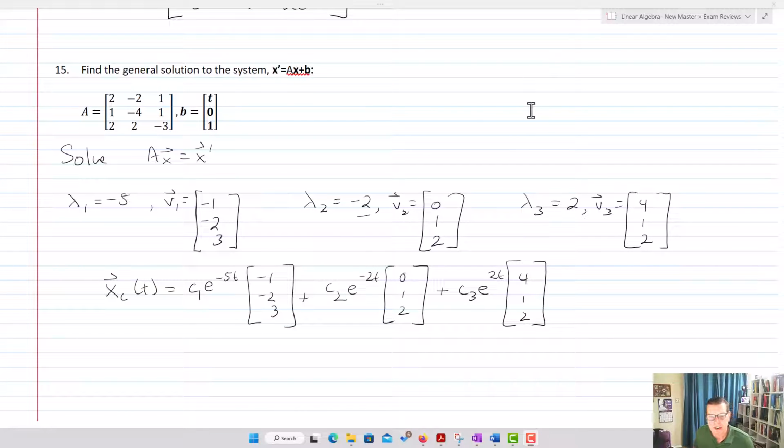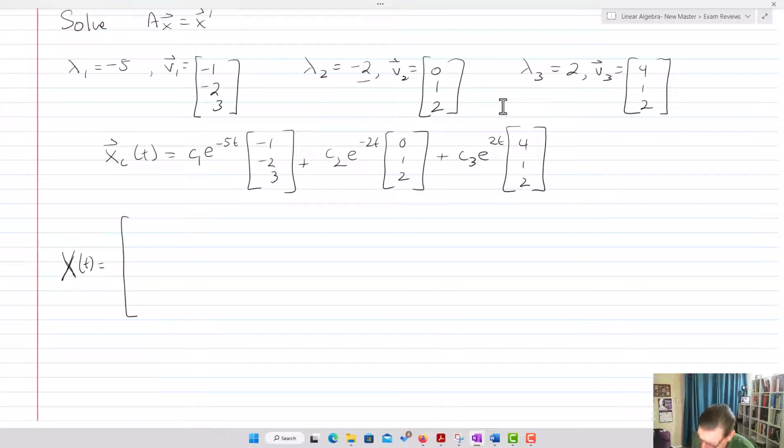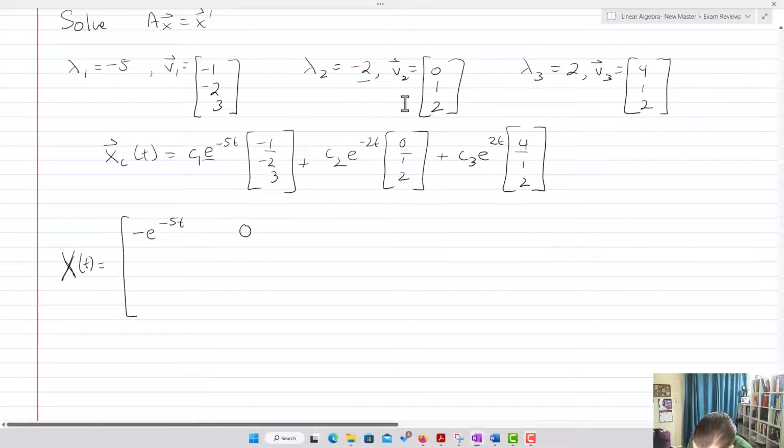What I need to generate now is my fundamental matrix. My fundamental matrix is going to look like this. It's big X of t, not a little x of t. We're going to start out with the top row, and it's just going to correspond to these three solutions. So it's going to be negative e to the negative 5t. The second row is going to be, well, it's 0, so it just zeroes out. And then we have 4e to the 2t.